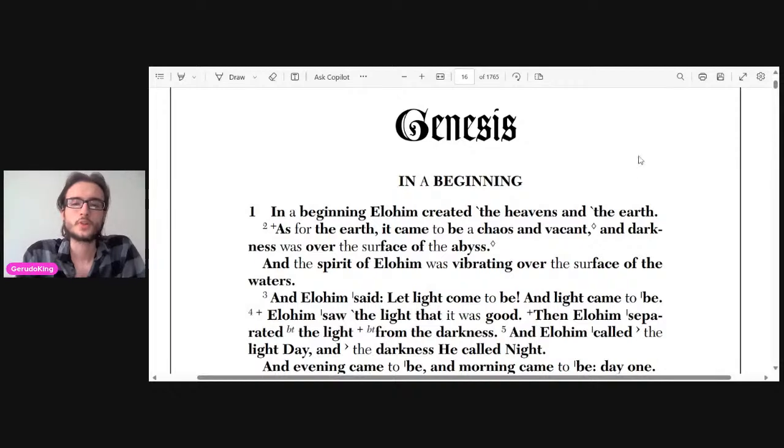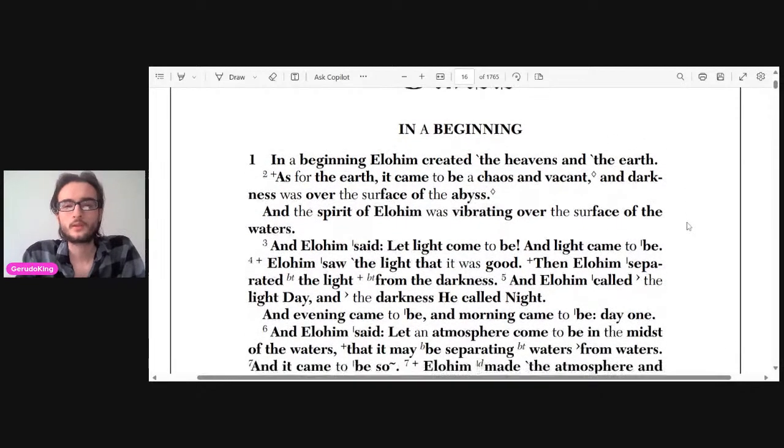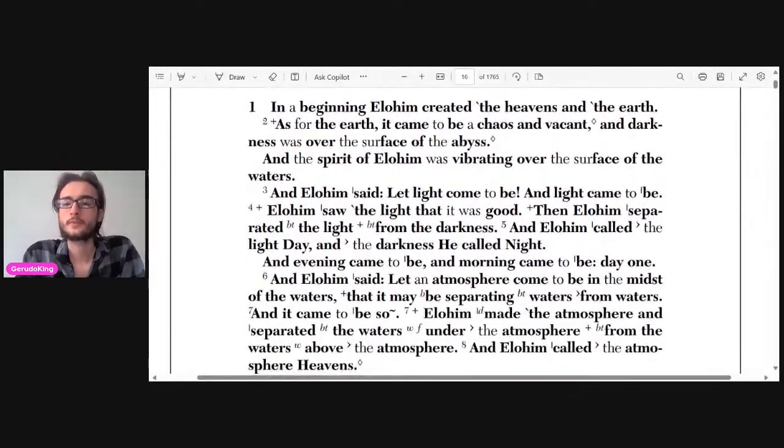All right, Genesis chapter 1. In a beginning, Elohim created the heavens and the earth. As for the earth, it came to be a chaos and vacant, and darkness was over the surface of the abyss. And the spirit of Elohim was vibrating over the surface of the waters. And Elohim said, "Let light come to be." And light came to be.